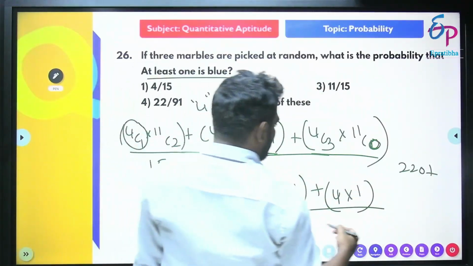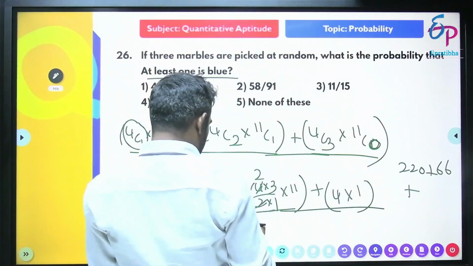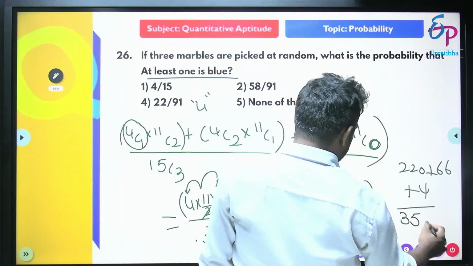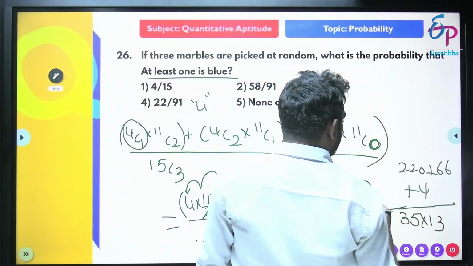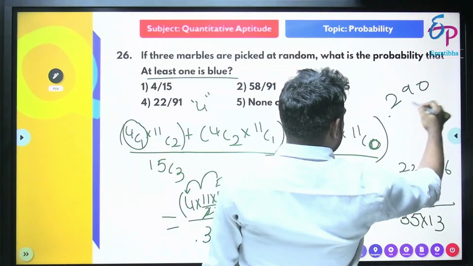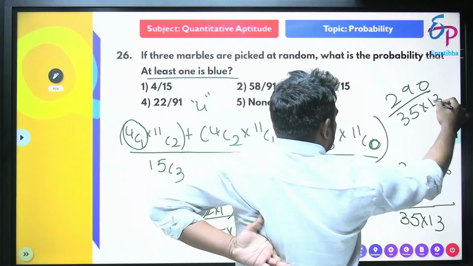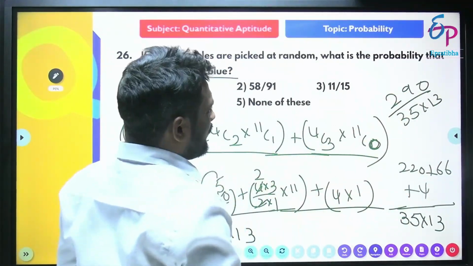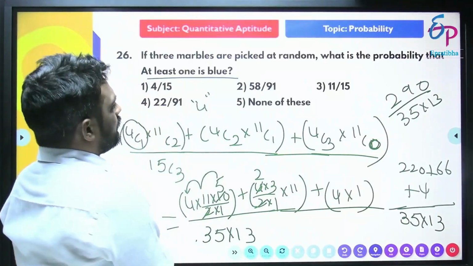6 elevens is 66, plus 4, by 35 into 13. 220 plus 70 means 290 by 35 into 13. 290 is not going to be cancelled in any of the tables.